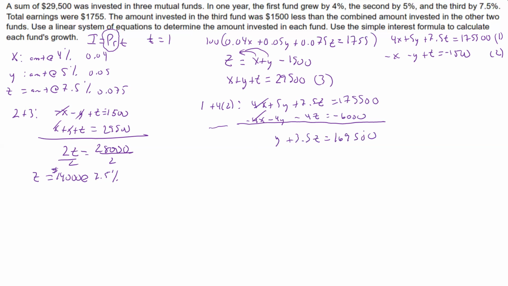Now, what did I know? I knew z, so y plus 3.5 times 14,000 equals 169,500. And if I subtract off 14,000 times 3.5, it seems like I've done something wrong here. The numbers don't seem right; that number's too big. I'm going to pause here and I'll come back after I figure out what I've done.